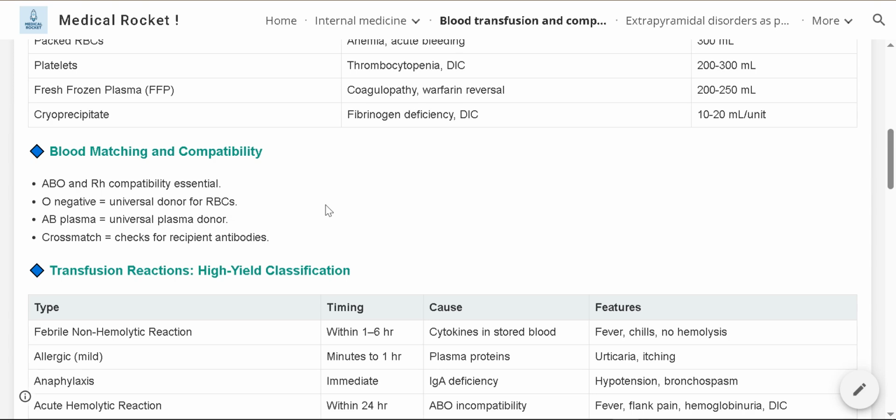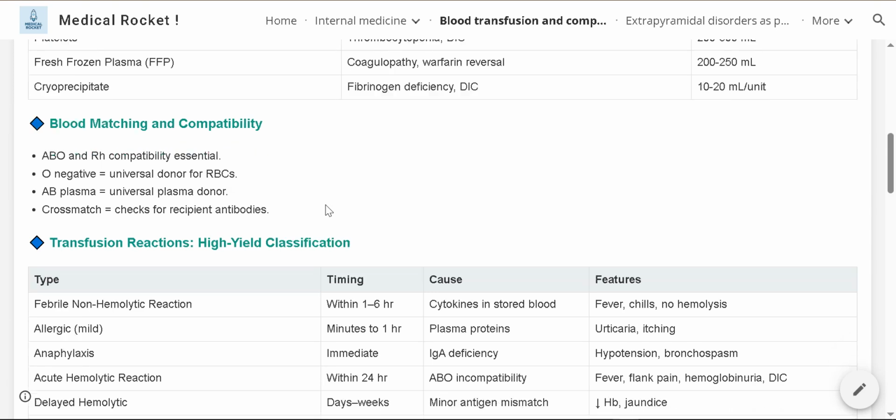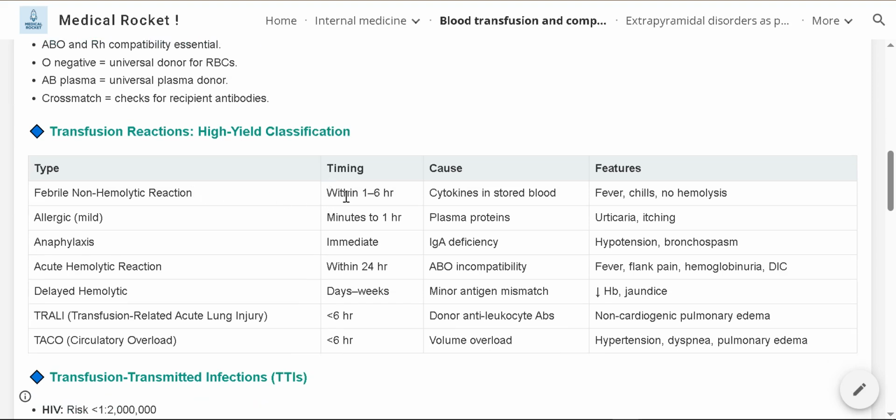Now let's hit the transfusion reaction chart. This is prime exam territory. Febrile non-hemolytic reaction, 1 to 6 hours after transfusion. Caused by cytokines in stored blood, fever and chills, but no hemolysis. Allergic reaction, mild, within minutes to 1 hour. Urticaria, itching, due to plasma proteins. Anaphylaxis, immediate onset, often due to IgA deficiency. Watch for hypotension, bronchospasm, shock.